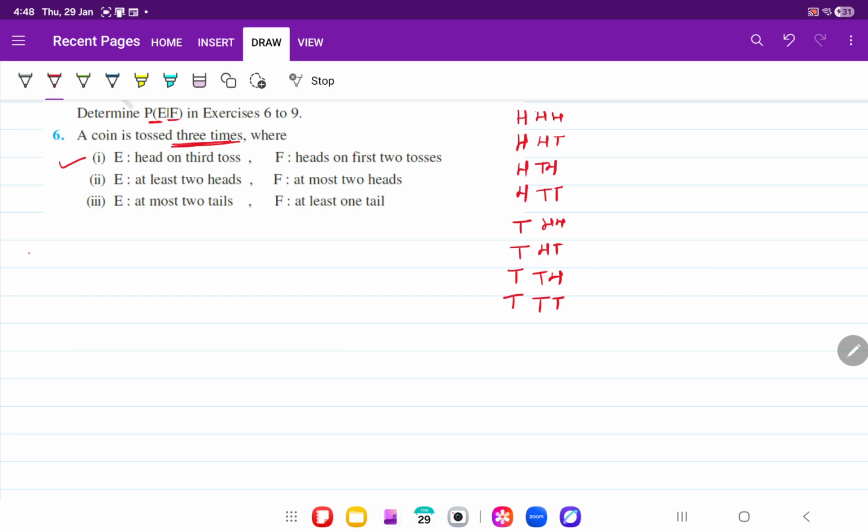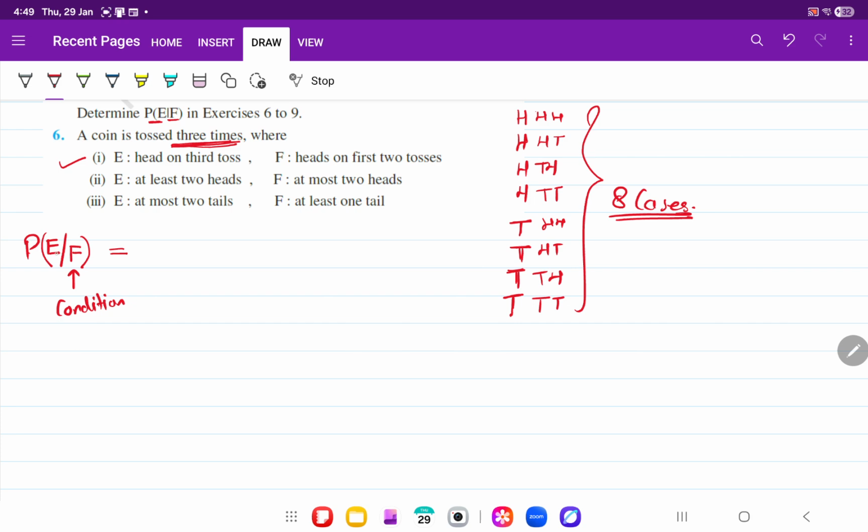So watch it carefully. For the first toss head I made 4 cases, and for the first toss tail I made 4 cases. So total how many cases are there? Total 8 cases. So whenever you toss any coin 3 times, the total is 8 cases. Remember that. Now they are saying probability of E when F has happened. So F is a condition which they are applying. So I will explain through logic.